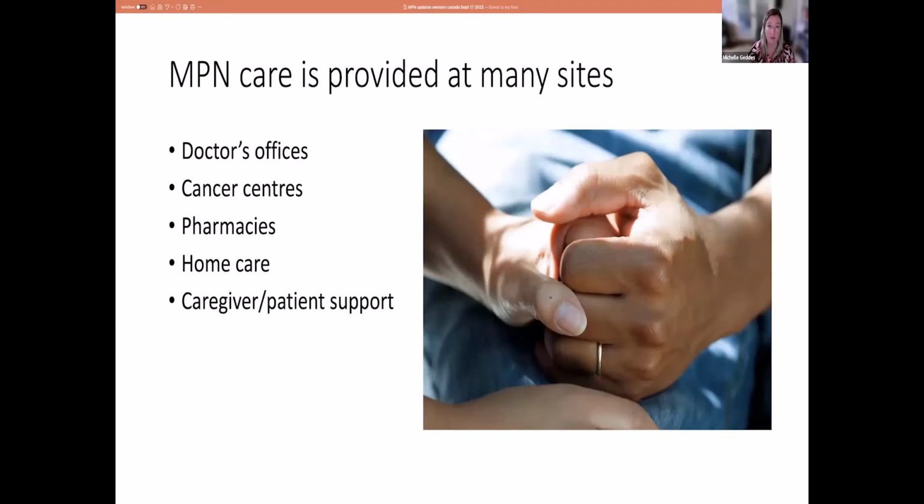live in smaller centers. So we also really rely heavily on our teams from pharmacy, home care, and our caregivers and patient support. And this group itself is really valuable in providing support for patients and caregivers outside of our clinics. So thank you to this support group and its leaders as well.